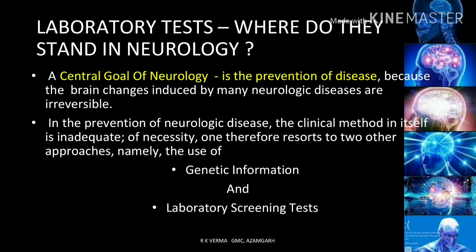Now, what about laboratory tests? Where do they stand in neurology? A central goal of neurology is the prevention of disease because the brain changes induced by many neurologic diseases are irreversible. In the prevention of neurologic disease, the clinical method in itself is inadequate. Of necessity, one therefore resorts to two other approaches, namely the use of first genetic information and second laboratory screening tests.